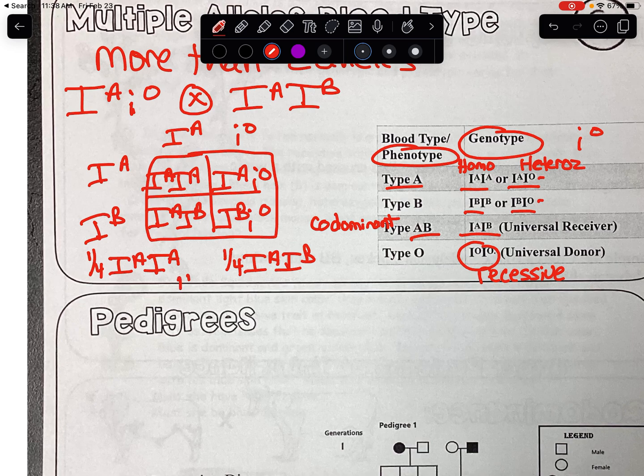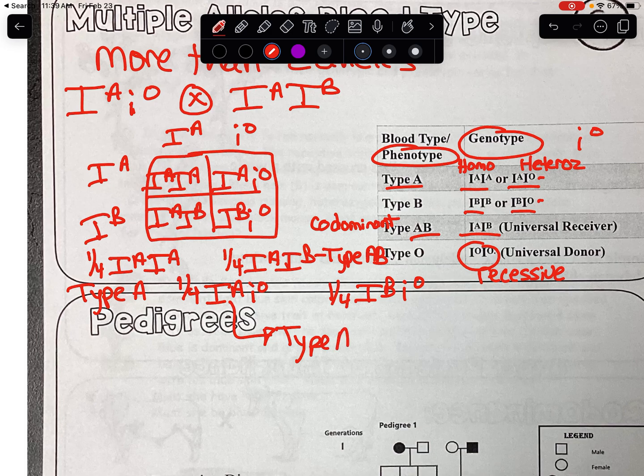1 out of 4, I'll write it right here. IA, IO. And 1 out of 4, IB, IO. So then when I go write the phenotype, these are type A. These are type AB because it's codominant. This guy would be type A. It's just heterozygous instead of homozygous.